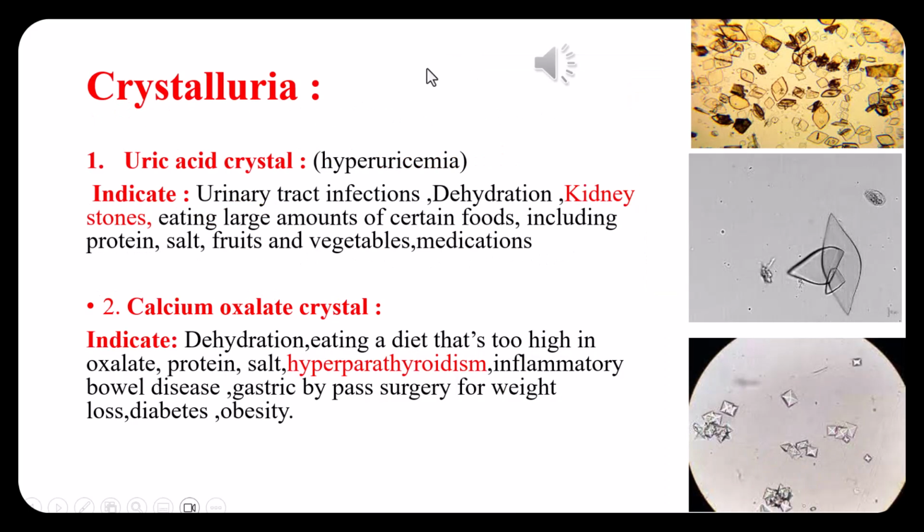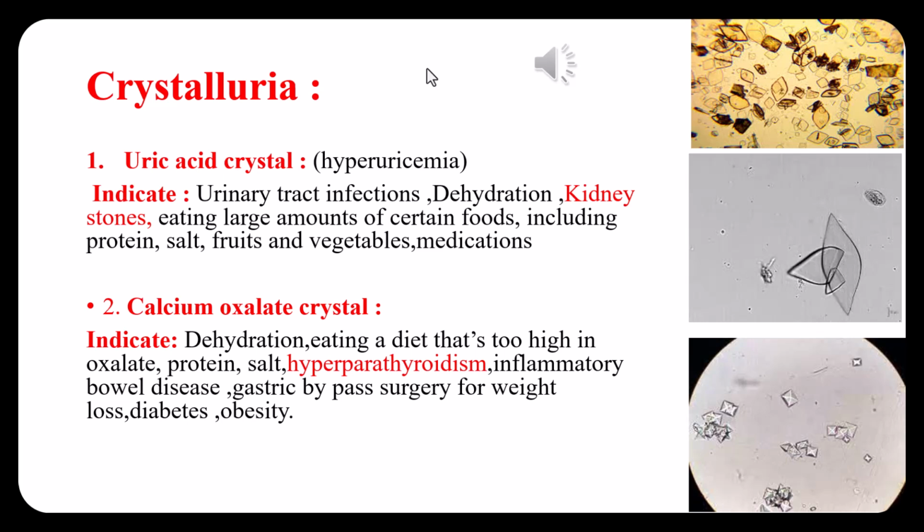Crystalluria means we have crystals present in the urine. We have different kinds of crystals. The most common ones found in the urine are uric acid crystals and calcium oxalate crystals. Uric acid relates to hyperuricemia. It's very important to know: hyperuricemia means uric acid is present in the urine.